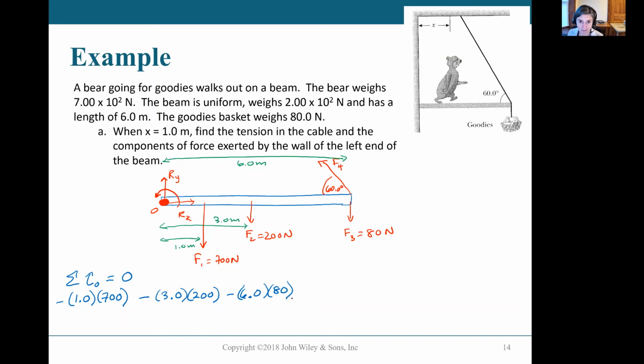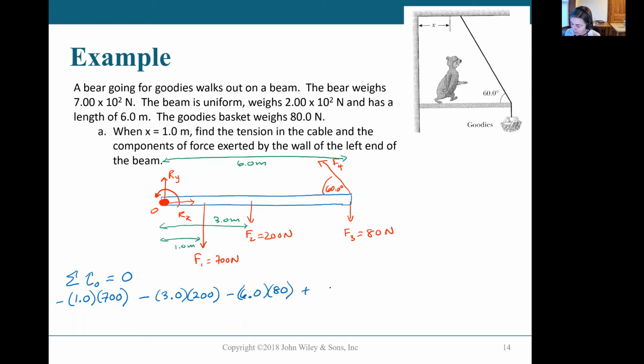And then F4, it's going to be all different. It's going to cause a positive torque. We don't know what the value is. And there's also this angle to worry about. So a couple ways to tackle this.